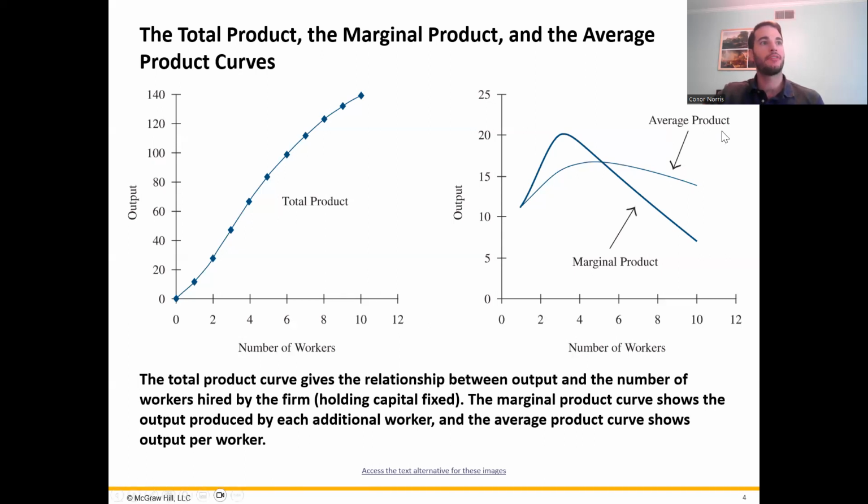Now, we also include the average product curve here, which is a slightly different shape than the marginal product curve. We define the average product as the amount of output produced by the average worker. So what we do is we take the total output and we divide that by the total number of workers. So the average product is going to increase as long as the marginal product, this curve here, is greater than the average product. You see here where it crosses the line, that's the highest point of the average product. And then as the marginal product falls and continues to stay below, the average product is going to decline.